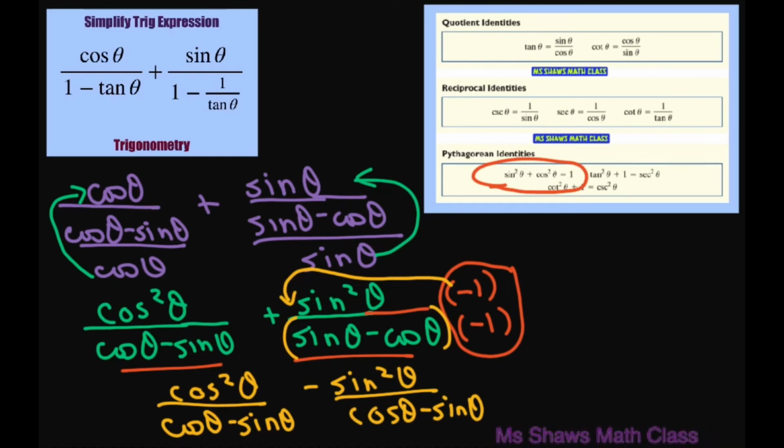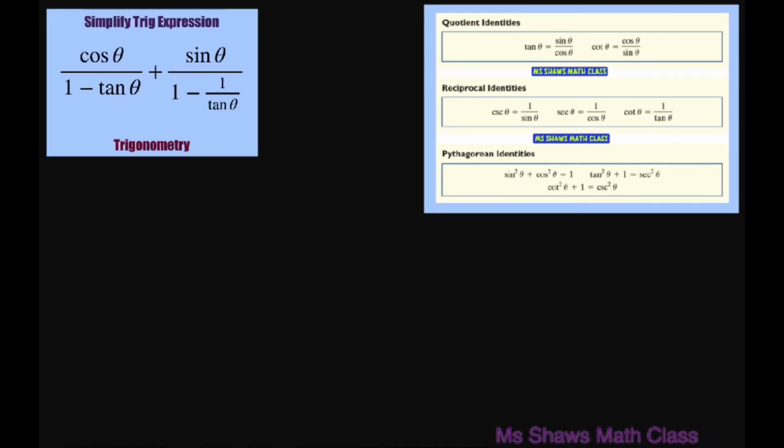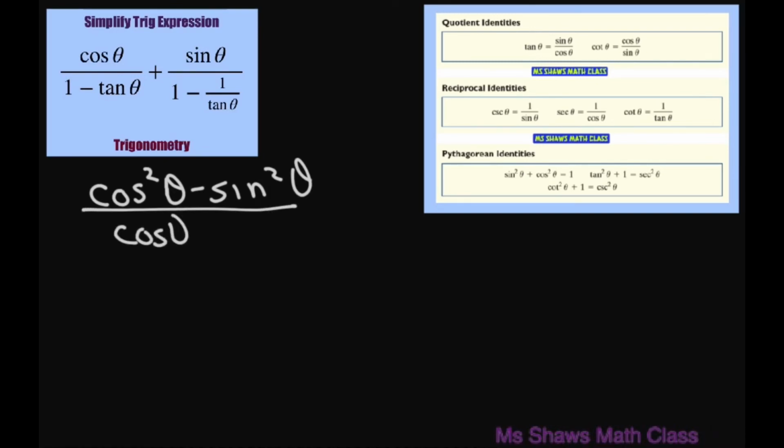So, therefore, we can write this as, let's see, simplify this. I'm going to use my common denominator here and put it all together. So this is going to give me cosine squared of theta minus sine squared of theta divided by cosine of theta minus sine of theta.